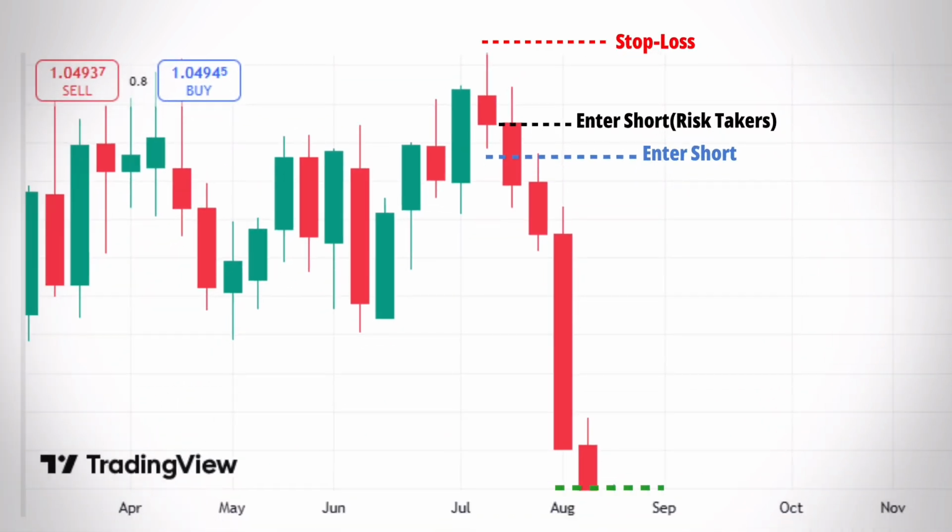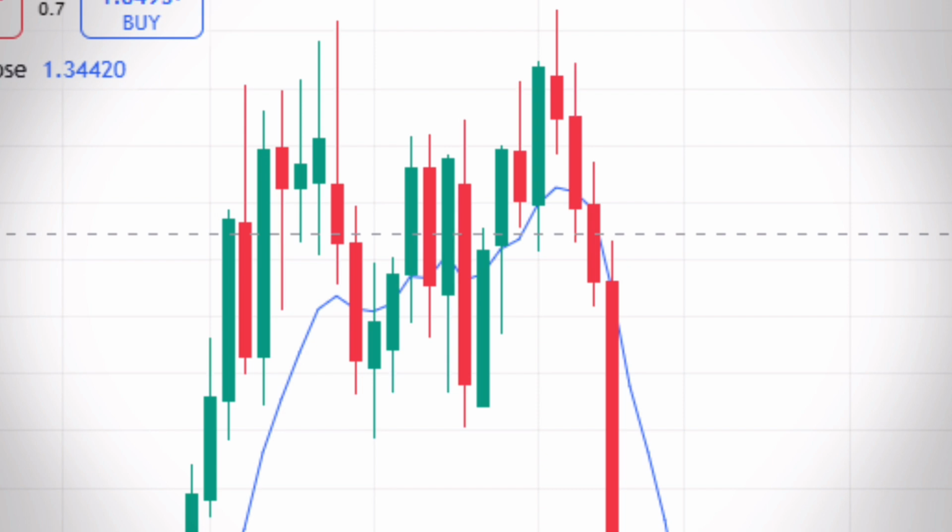And you can set your take profits at the nearby support levels or use technical tools like Fibonacci retracement levels or moving averages to identify exit points.